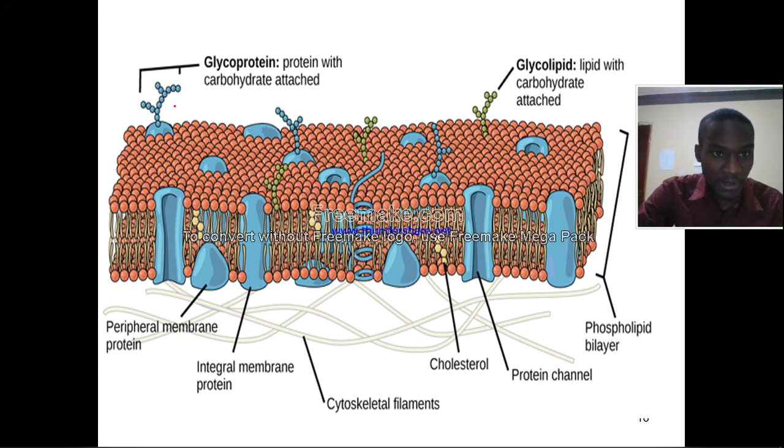We have glycoproteins here, which is a protein linked to a carbohydrate molecule, so it has a carbohydrate attached to it. Then we have the glycolipid that we saw earlier on. So the green ones here are the glycolipids, the blue ones are the glycoproteins. We have an integral membrane protein. So integral means it is embedded across the whole membrane.